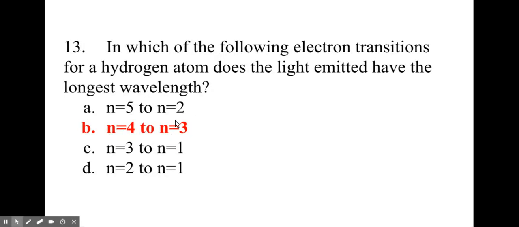So those are probably not going to be it. We're going to have higher energy. 4 to 3 and 2 to 1 are both reasonable because they're only changes from one energy level to the one right next to it.